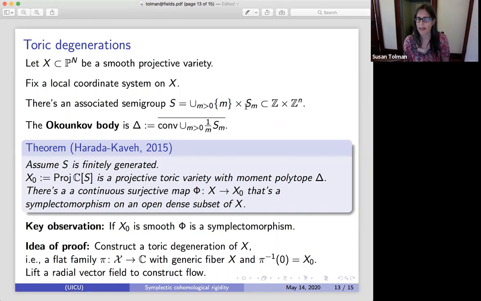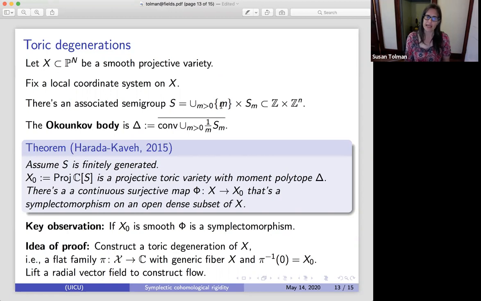And so the Okounkov body, which is what she called the Newton-Okounkov body, is defined as follows. I take S_m and divide that by m, and then I get a bunch of points. Then I take the union of those over all m, and then I take the convex hull, and then I take the closure. And this is going to give me something that's called the Okounkov body. There's a theorem that we're using due to Anderson, which is: assume that S is finitely generated. That's an important technical condition.